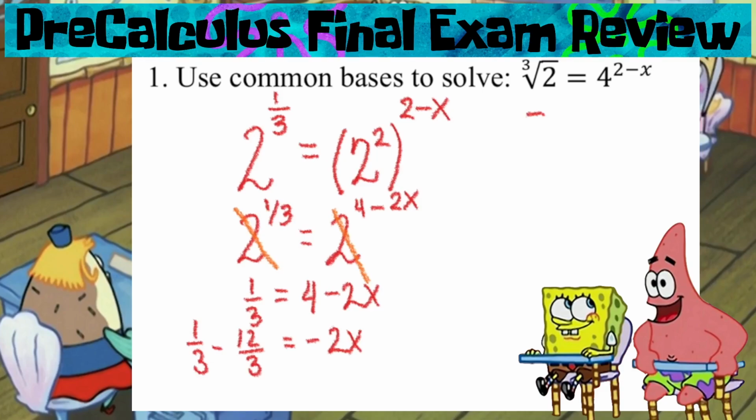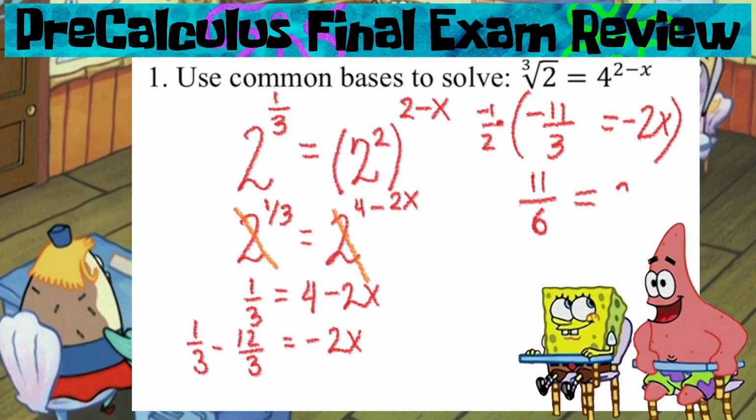So I'm just going to come on up over here. Negative 11/3 is equal to negative 2x. Then I'm going to divide both sides by negative 2, which is the same as multiplying both sides by negative 1/2. Negative times a negative is positive. 11 and 1 is 11, and 2 times 3 is 6. So 11 over 6 will equal x. Winner, winner, chicken dinner. And that is the end of this example. So 11 over 6 is equal to x in this problem.